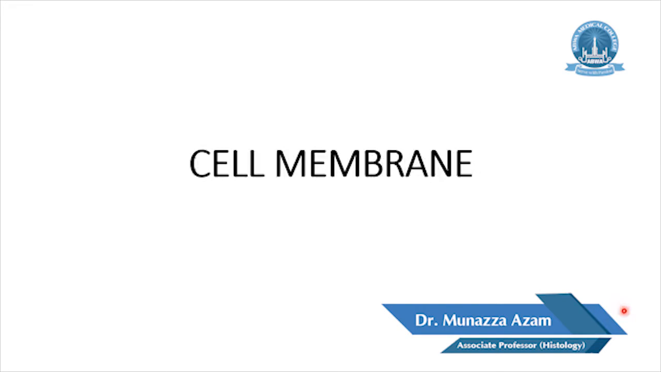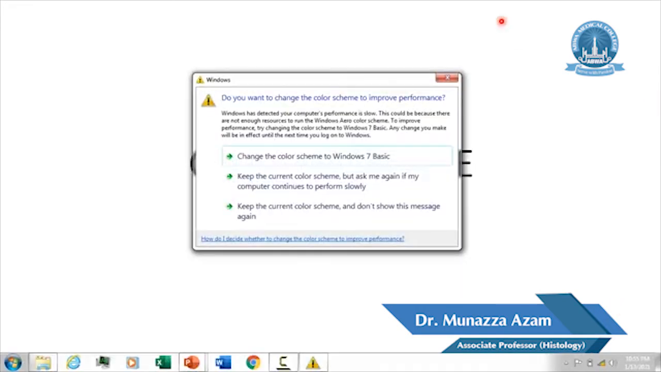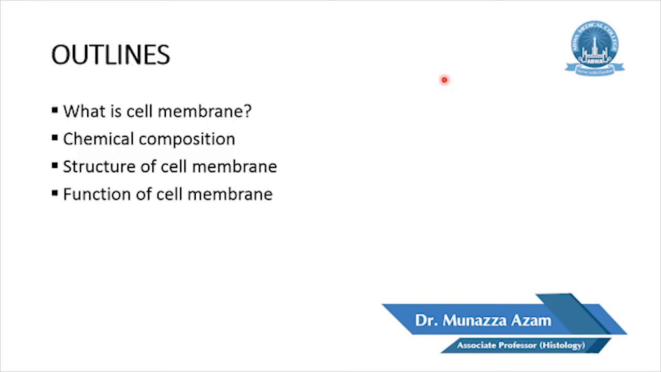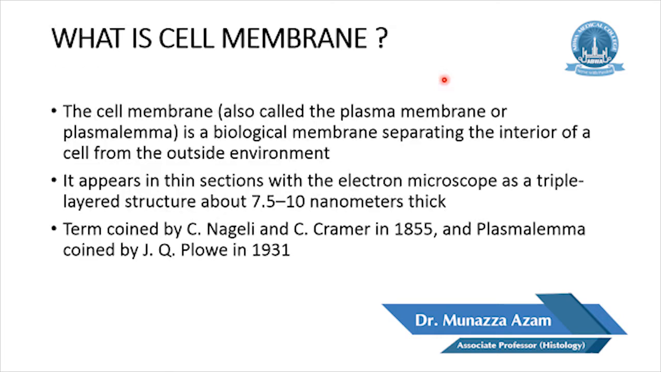So today, from the topic of the cell, we will discuss what a cell membrane basically is, what the chemical composition of the cell membrane is, its structure and its functions. A cell membrane, also called plasma membrane or plasma lemma, is a biological membrane which separates the interior of a cell from the outside environment. The cell membrane surrounds the exterior of the cell, and it encloses the cytoplasm.